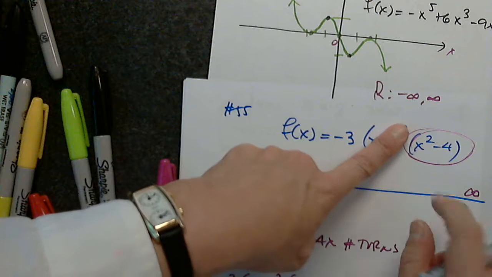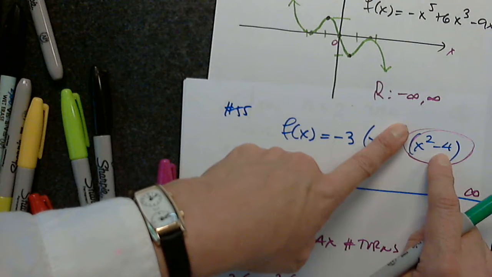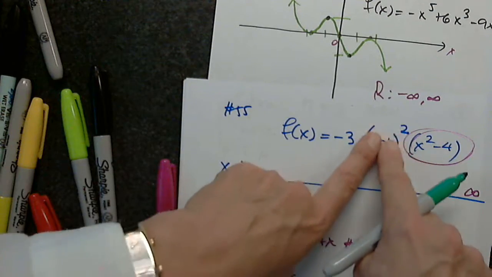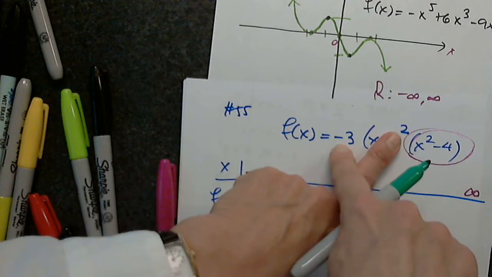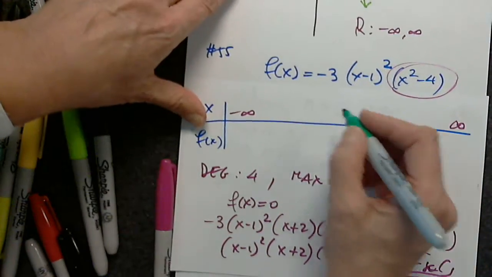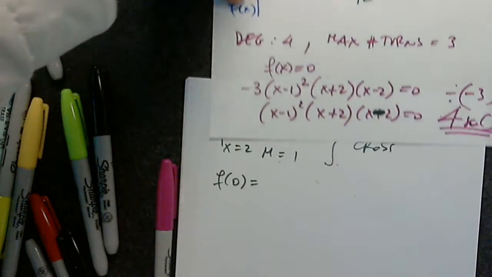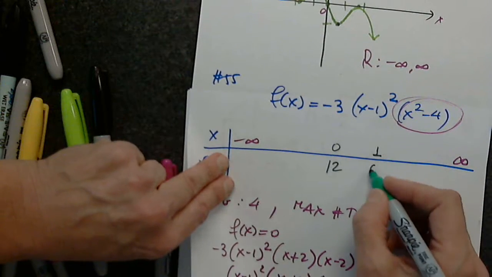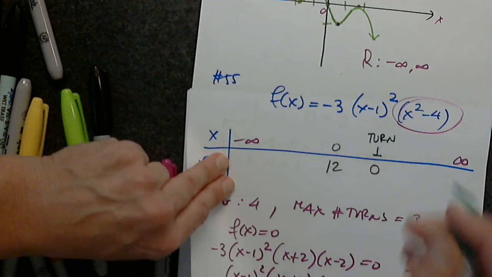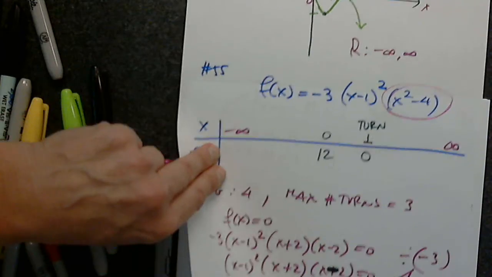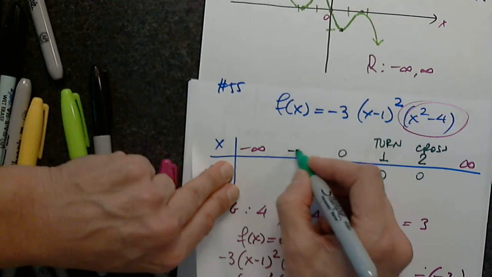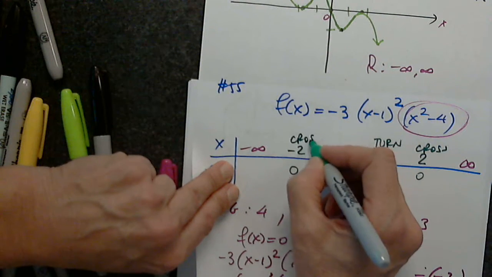1, right? Good. So 0 minus 4, -4 times -3, because this is 1. -4 times -3. Very good. Awesome. So 0, 12. Now I have x equals 1, which is 0. Make myself a note: don't forget to turn. And then we have -2 and 2, which is a cross, and -2, which is a cross.